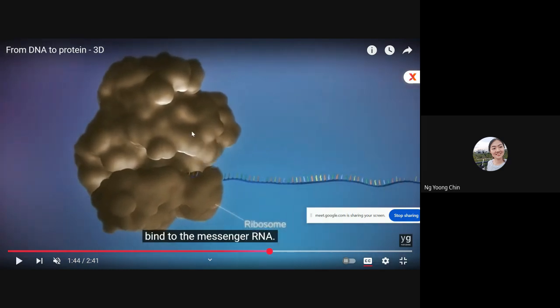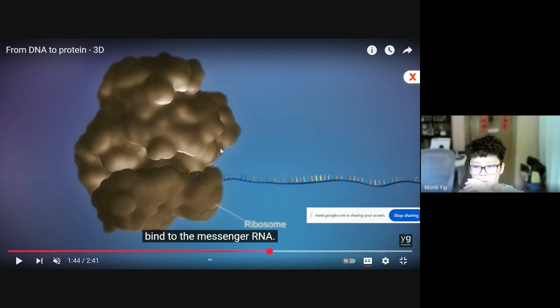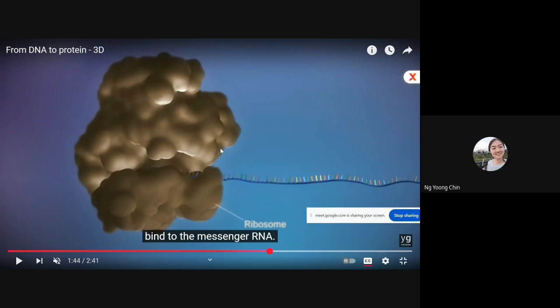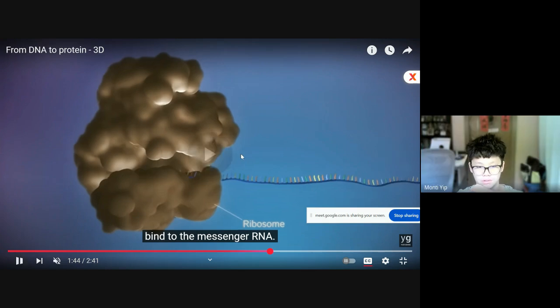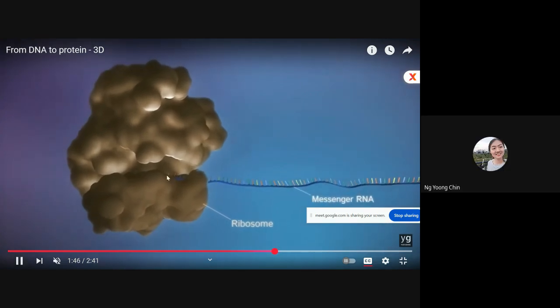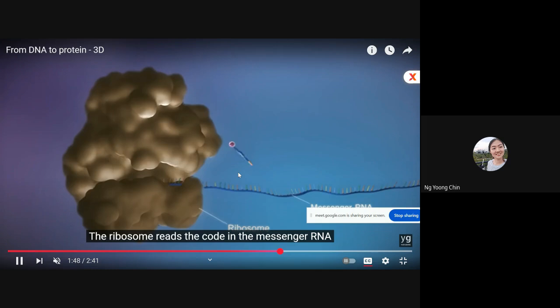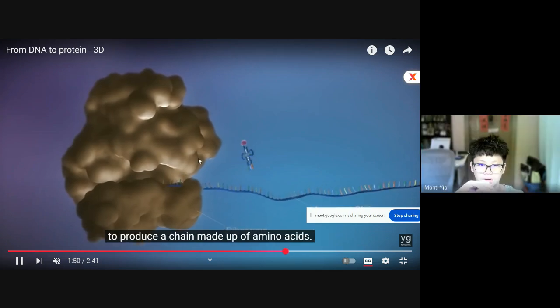So the ribosome will bind to the messenger RNA, and then it will read the information. Because the ribosome will make the protein, right? Before they make the proteins, they need to read the information first, how to make protein. Understand? So now the ribosome is just starting to make proteins.